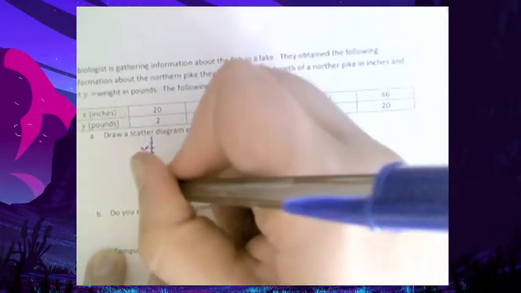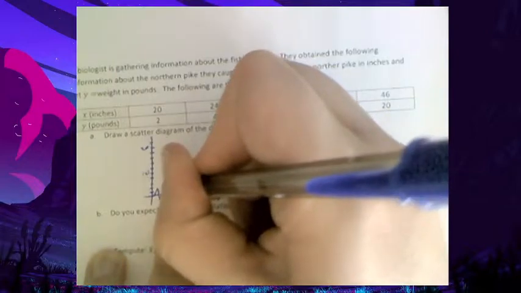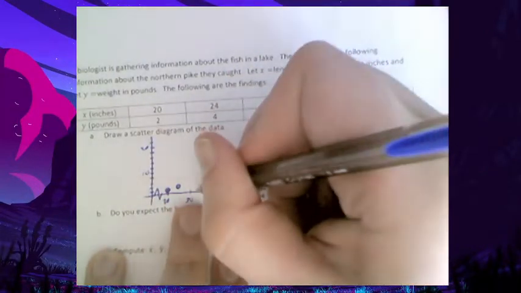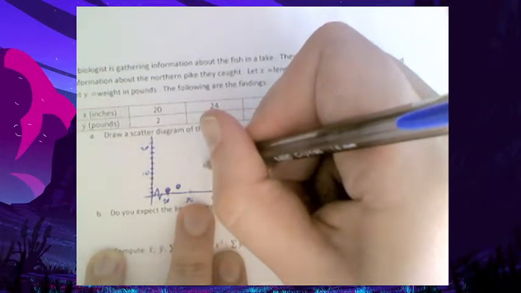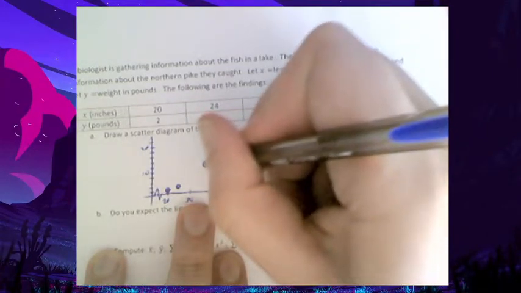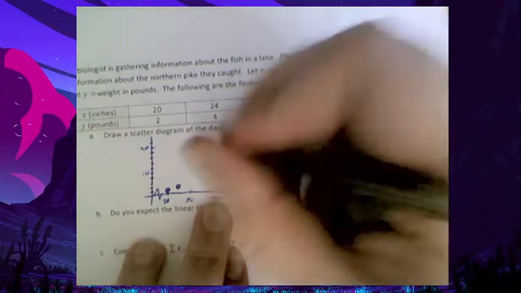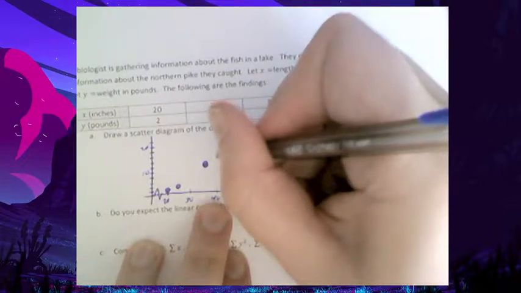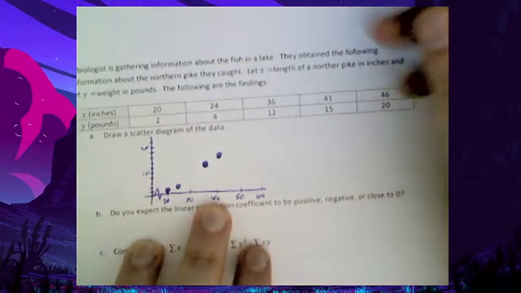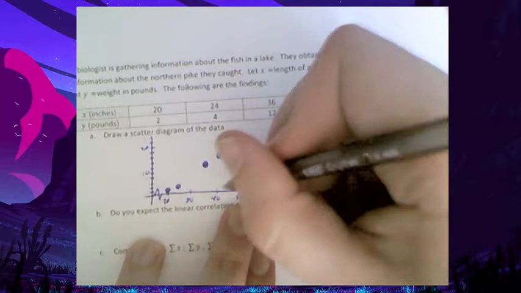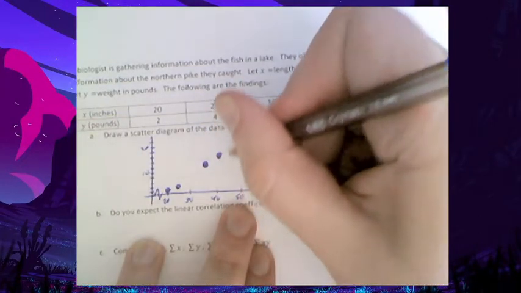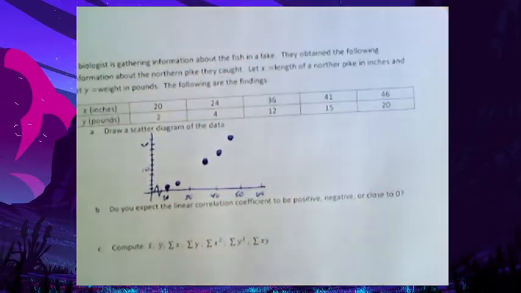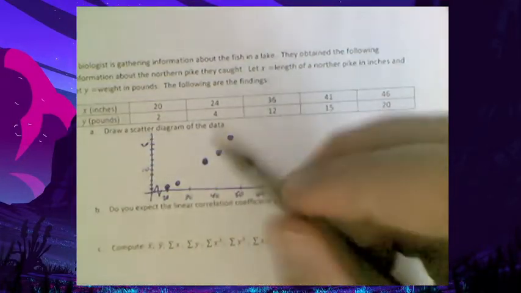So I have 22, it's going to be right there. 24, 4, so about there. 36, 12, so 36, and then 12 is there. 41, 15, so a little bit past 40, then we're at 15. And then 46, 20. So maybe there. These are fairly clearly going in this direction, right?